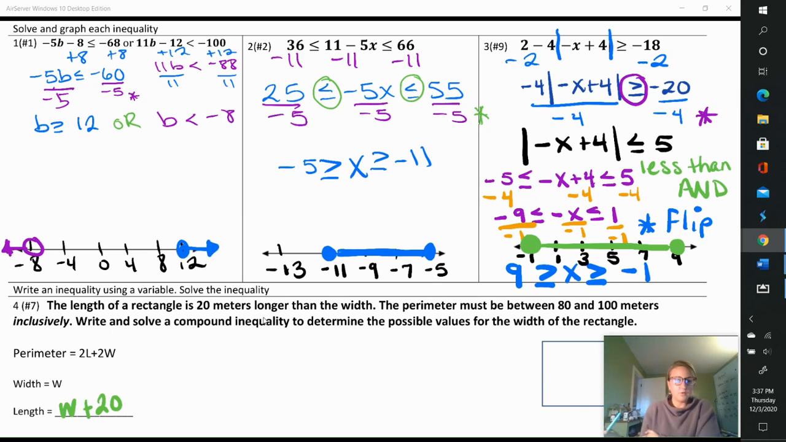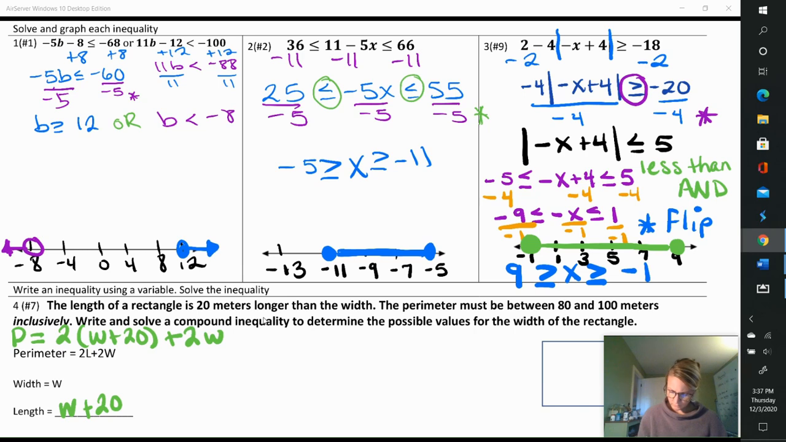Now I've given you the perimeter formula. We need twice the length plus twice the width. So we're going to substitute W for width and W plus 20 for L. So 2 times W plus 20 plus 2 times W.